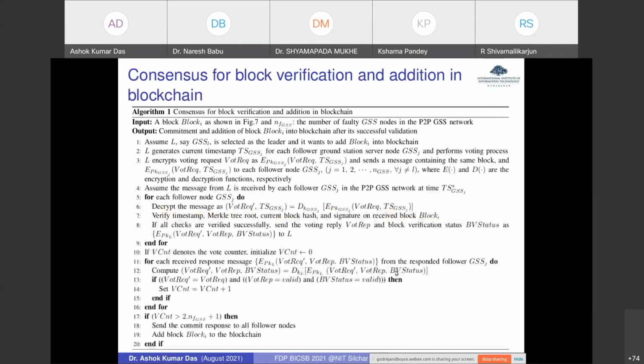So obviously we require a consensus protocol or consensus mechanism, which will allow a block to be verified and then to be added in the blockchain.